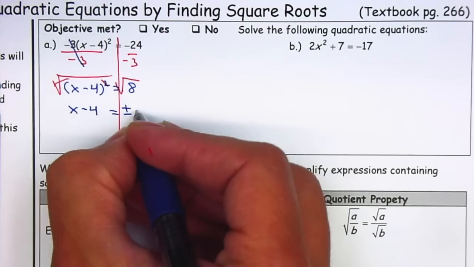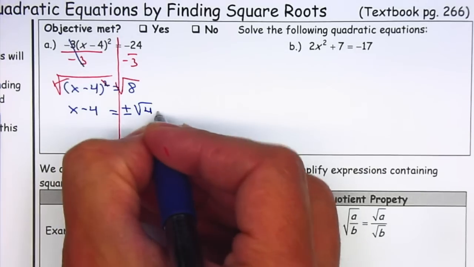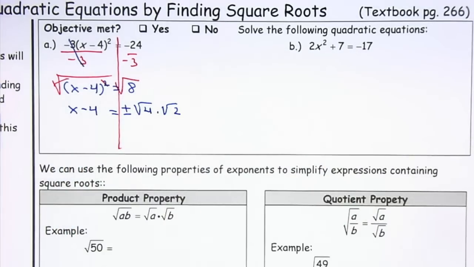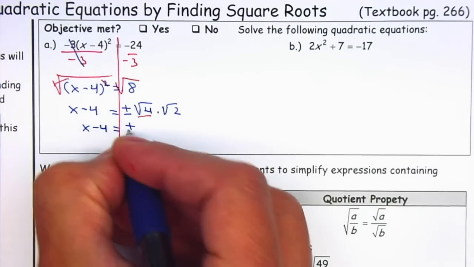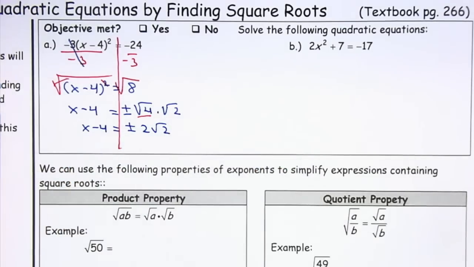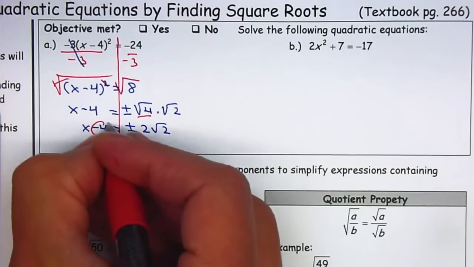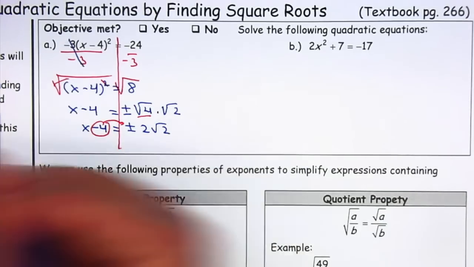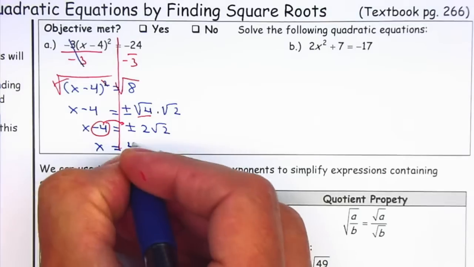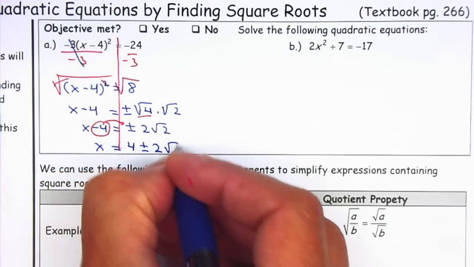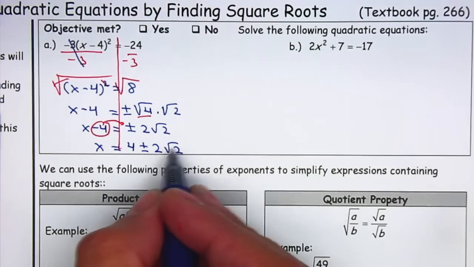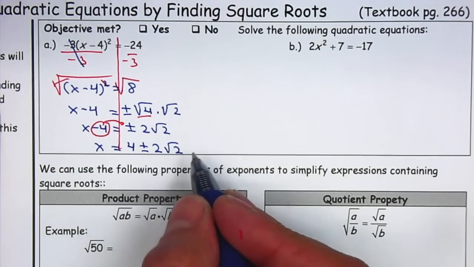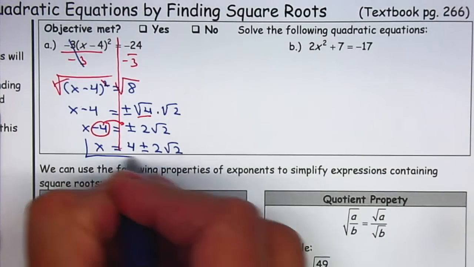Now the square root of 8 will be the square root of 4 times the square root of 2. I must simplify that as a 2. So we have x minus 4 is equal to plus or minus 2 square root of 2. And then the last step, I'm going to move my 4 to the right, becomes a positive. I have x is equal to 4 plus or minus 2 square root of 2. And remember that because we have a square root here, we don't need to separate like we did on example number 3. This will be your final answer.